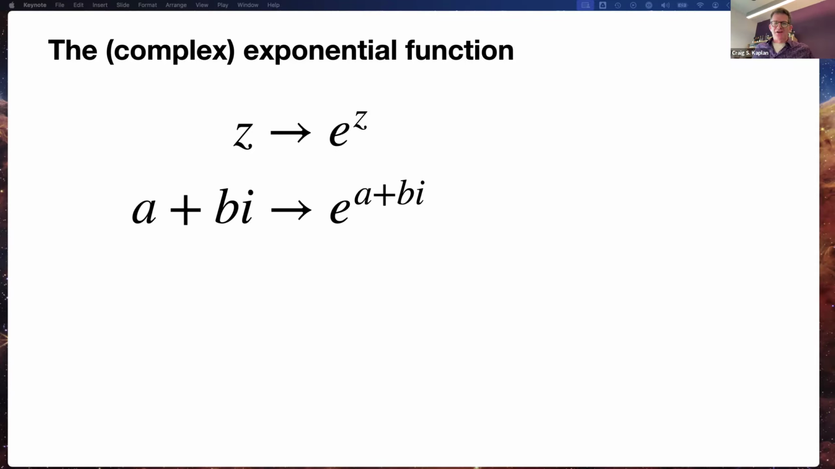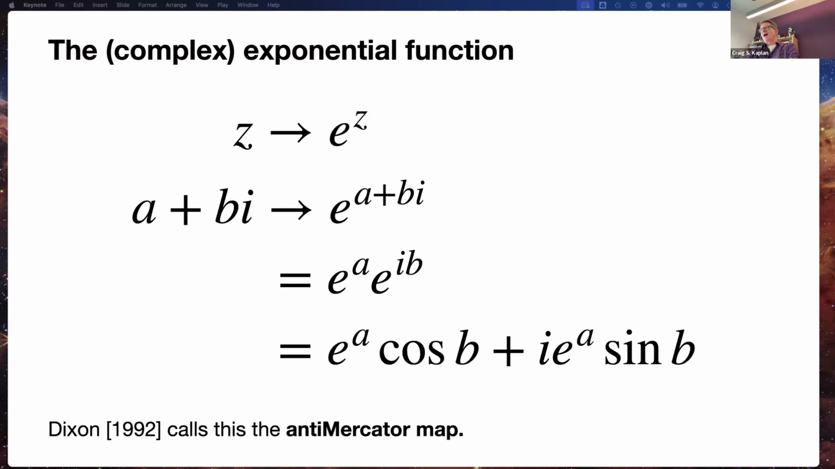And of course, I can break that apart using laws for exponents to turn that into e to the a, e to the ib. And then I use Euler's formula on e to the ib, and I discover that the point a plus bi through the exponential function gets mapped to a point in the complex plane that is of distance e to the a from the origin and at angle determined by b, cos b plus i sine b, around the origin, right? So its distance is e to the a, and the azimuth is b. All very elementary math. There shouldn't be any surprises there.